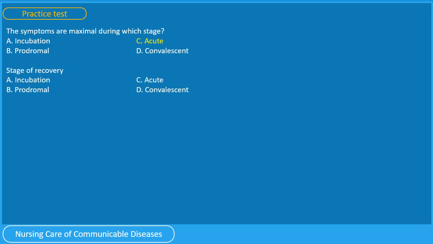Next question. Stage of recovery. A. Incubation, B. Prodromal, C. Acute, D. Convalescent. You have 5 seconds. And the correct answer is D. Convalescent.